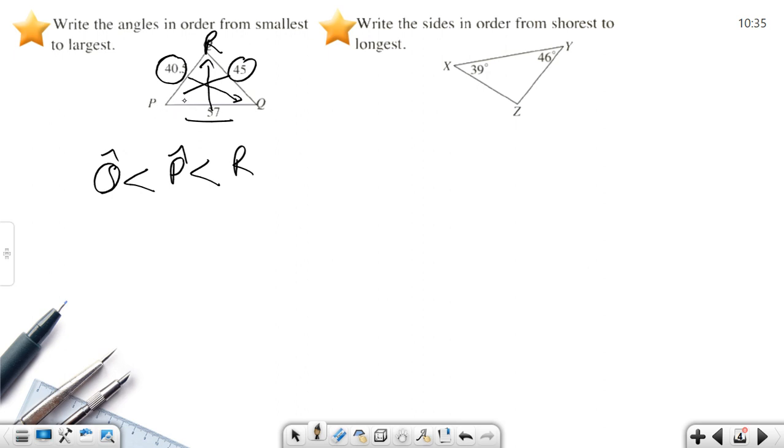Here's another way you can write it. PQ is the longest one, so the angle PRQ is the longest angle. Or you can write it as RQP or PQR, that angle.